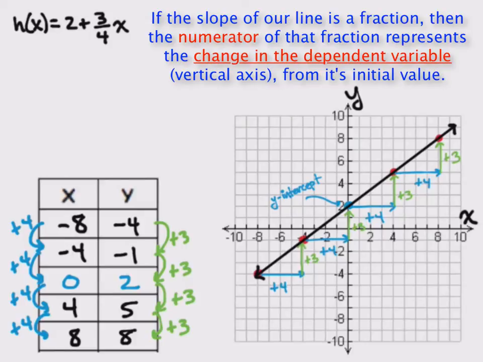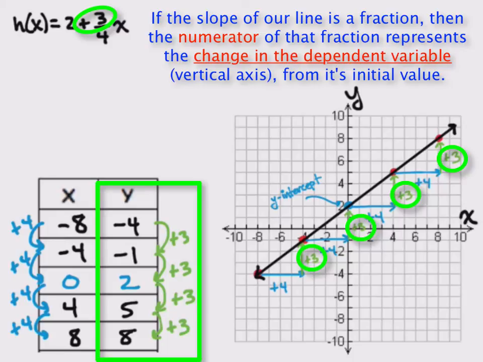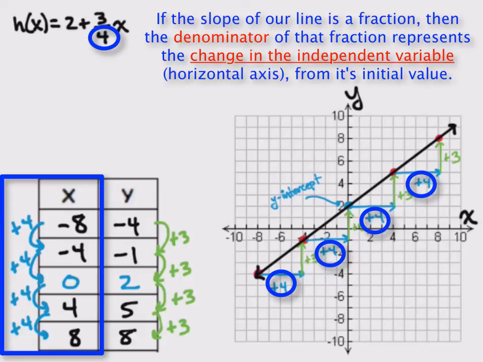If the slope of our line is a fraction, such as in y equals 2 plus 3/4 x, then the numerator of that fraction represents the change in the dependent variable, on the vertical axis, from its initial value, in this case it started at 2 when x was 0, and the denominator represents the change in the independent variable, on the horizontal axis, from its initial value, which is always 0.